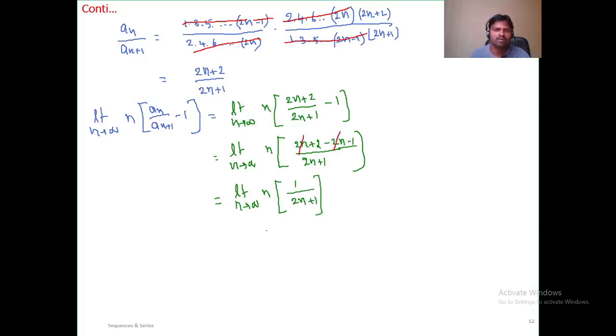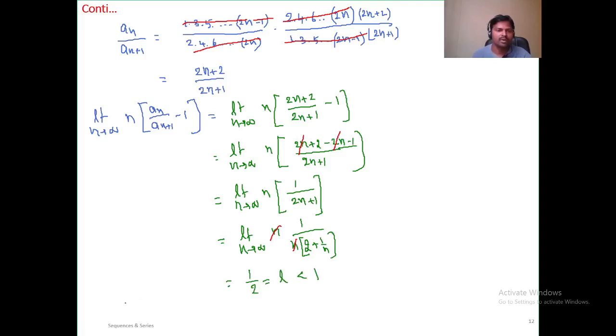Now it's perfectly alright. So limit n tends to infinity, in the denominator you take n out. So n into 1 by n into 2 plus 1 by n. Now n and n are out. Then what do you get? The limit value is 1 by 2. So this is the L value, and this is less than 1. 1 by 2 is less than 1.